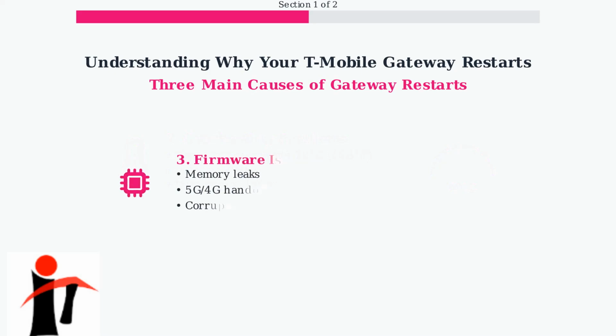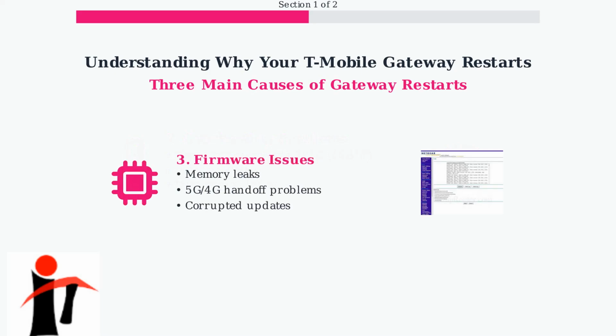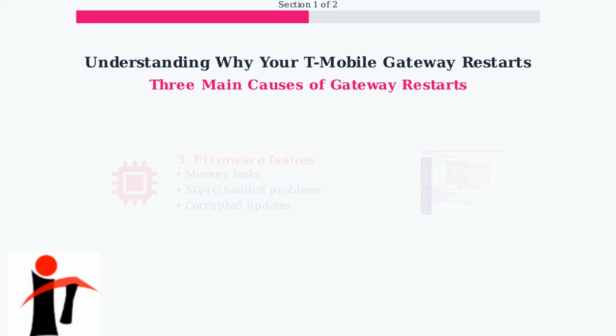The third cause involves firmware-related problems. These include memory leaks that gradually consume system resources, network stack issues during 5G to 4G handoffs, and problems from incomplete or corrupted firmware installations. Identifying the specific cause is crucial for effective troubleshooting.